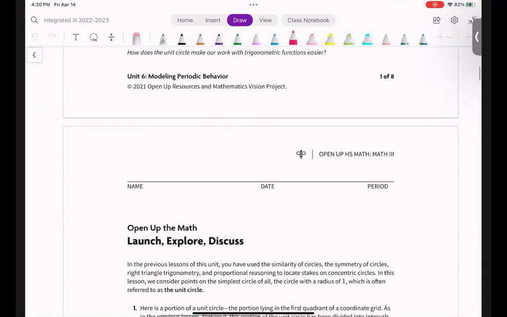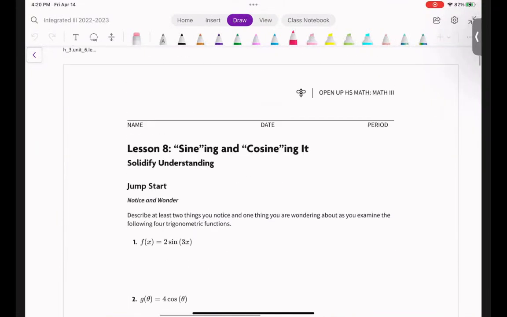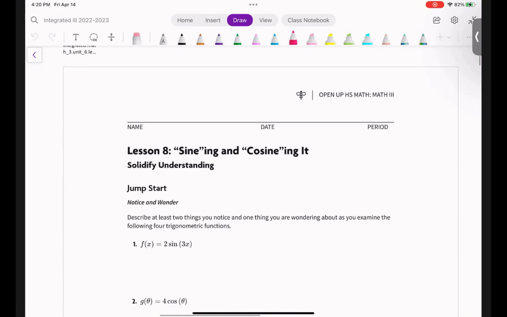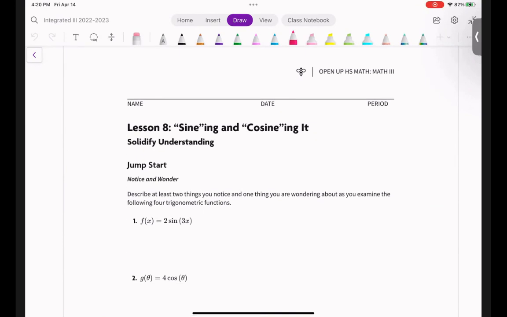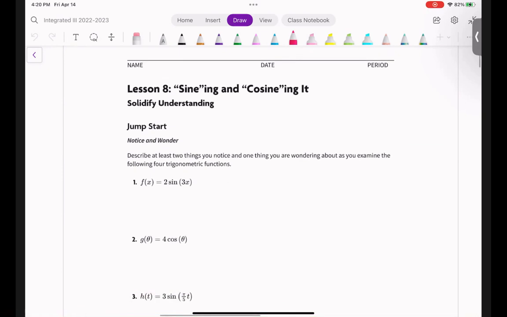All right, so we are back. Oops, I'm not even on the right spot. We are doing 6.8 called signing and co-signing it. And it's solidifying understanding, which means that you're familiar and we're going to practice a bunch of stuff.